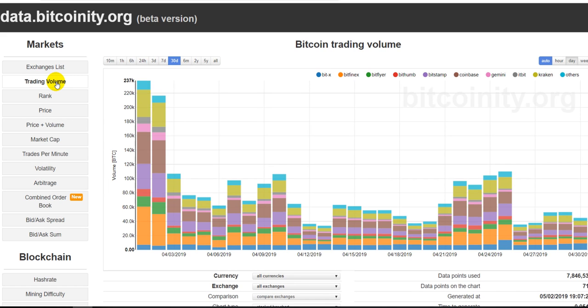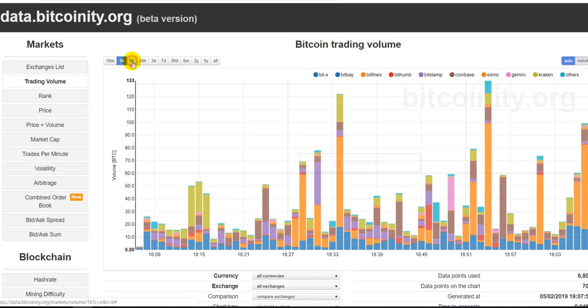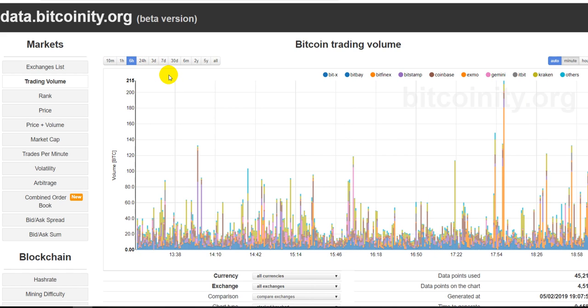Here we can see the trading volume over time. What's really good is that we have these different time frames. You have many more selection possibilities than with Coin Market Cap, especially. I mean, the shortest time which you can select on Coin Market Cap is one day, I think. And here you have 10 minute, 1 hour, 6 hour, 24 hour, and so on. There are many more possibilities.